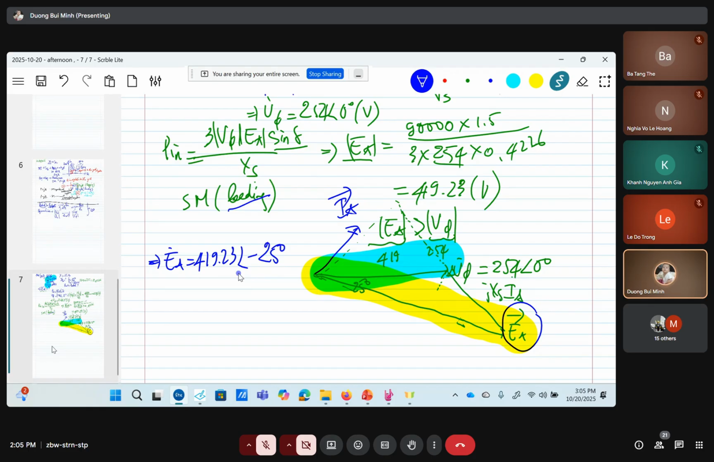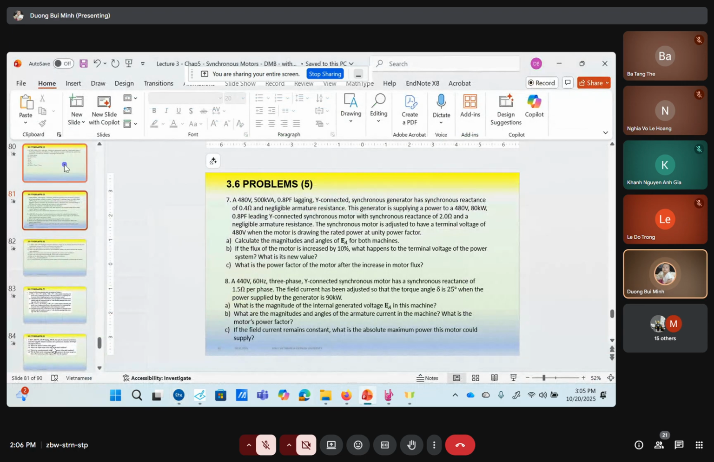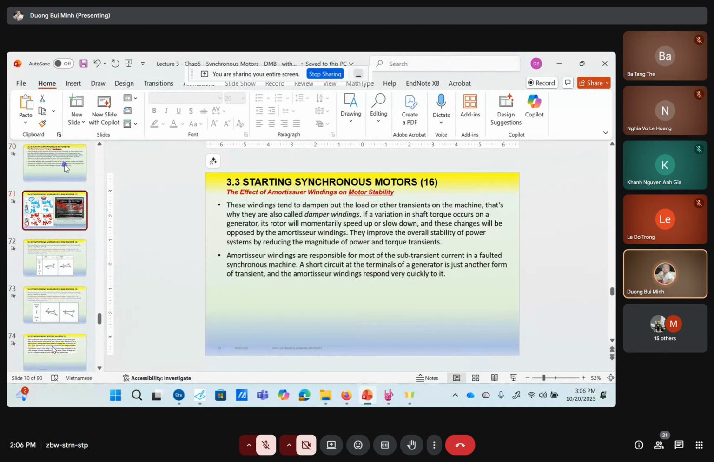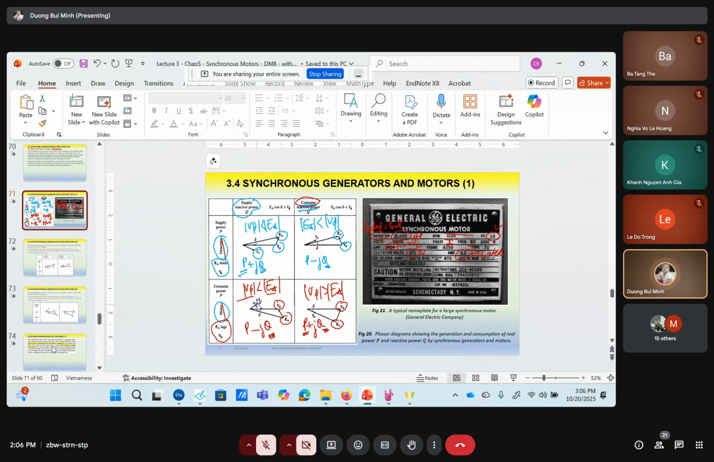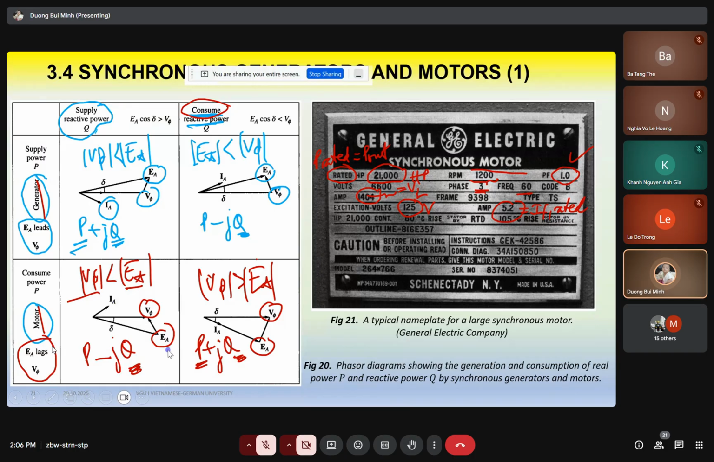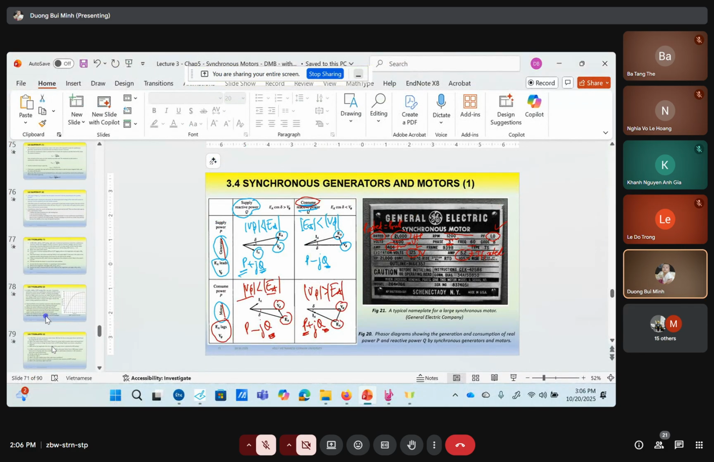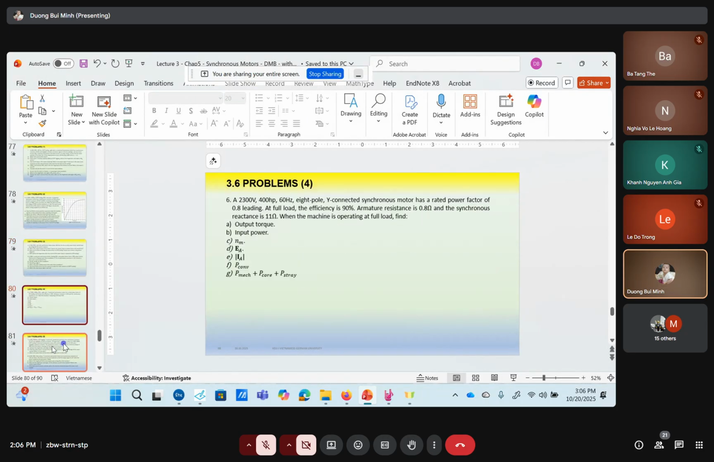Minus 25 degrees because IA here, 25 degrees. So if we come back to the theory, this is the same, look, for a synchronous motor: if IA is leading, then EA is higher than V phase. EA is higher than the V phase. Okay, so that is correct. Then continue.